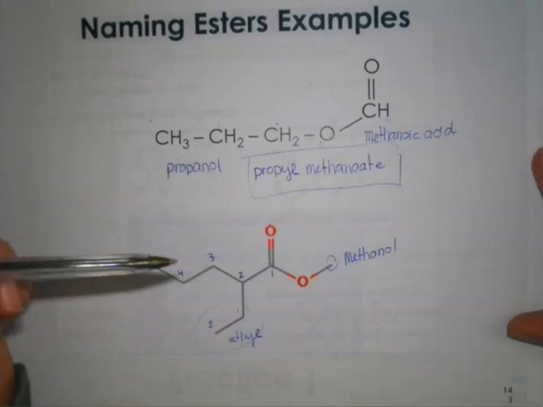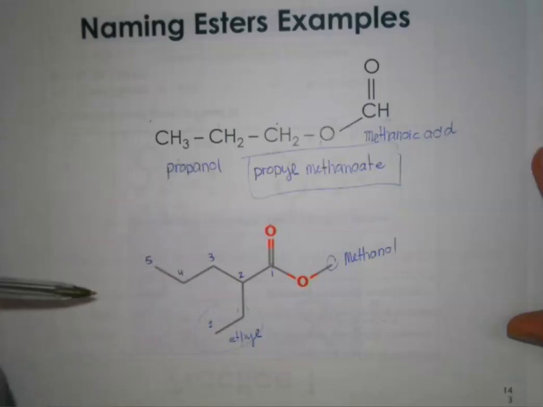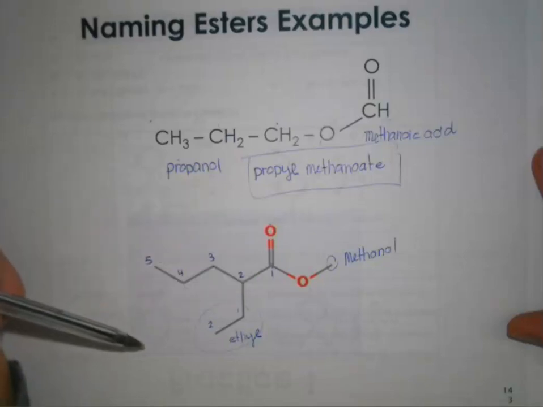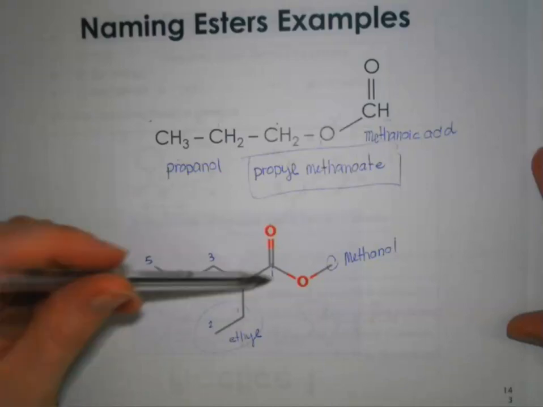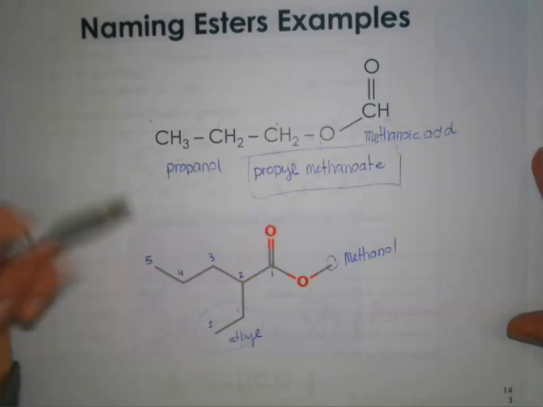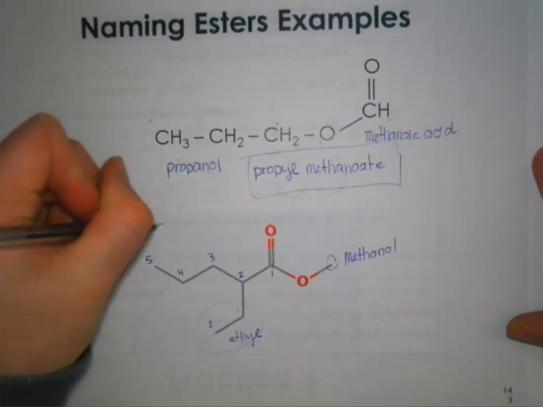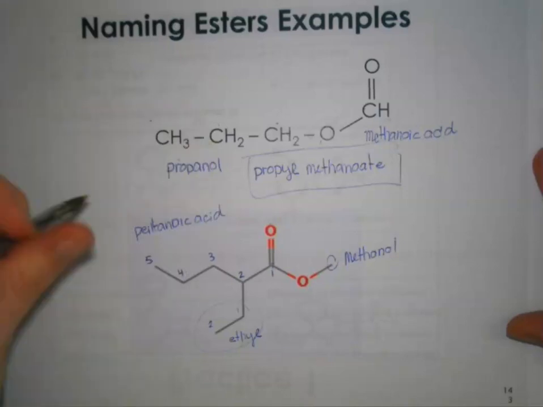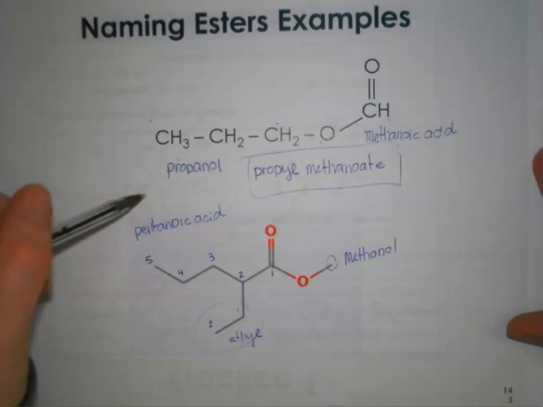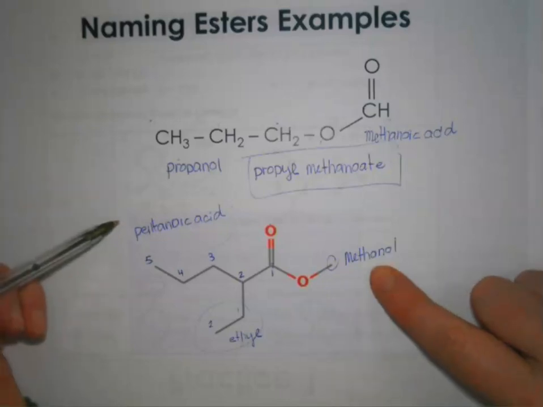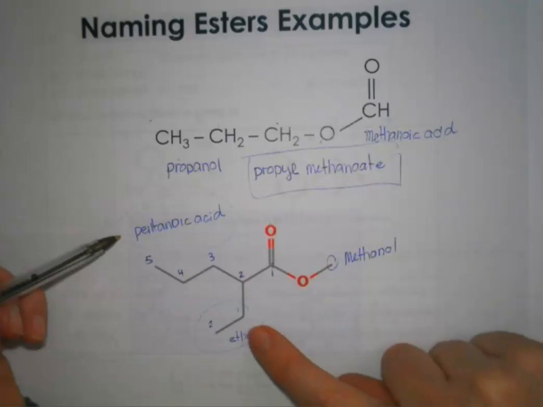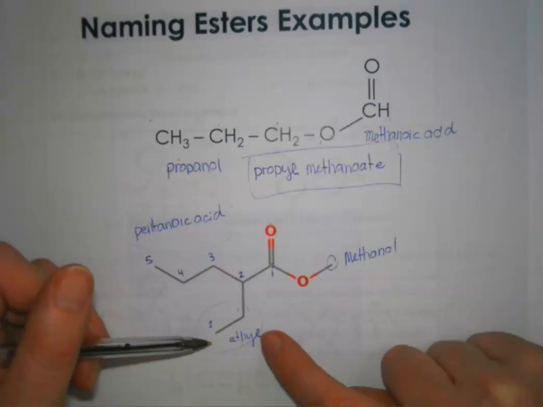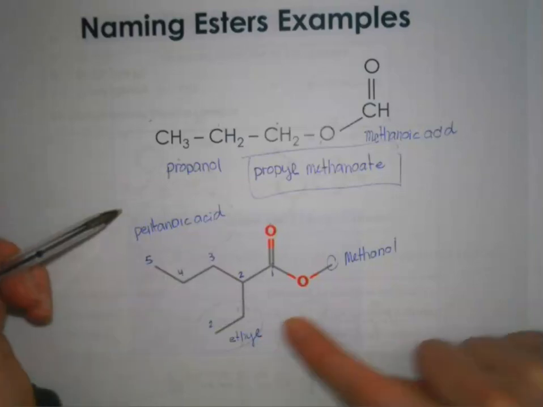Now the tricky part is if you ever have to name a side group off of an ester, you need to take into account which side it's branching off of. So because this is branching off of our carboxylic acid component here, which is pentanoic acid, we name this component second, right? So it's going to be like methyl pentanoate. Because the branch is off of the pentanoate part, we put the number and the branch off of the second part of the name, not the first part.